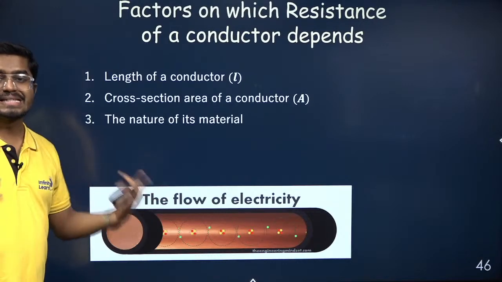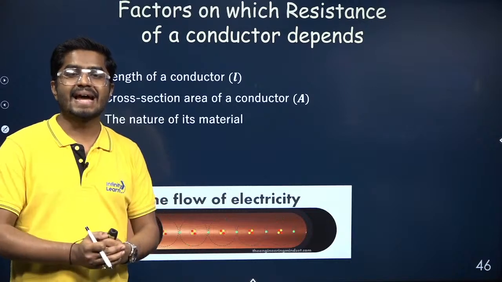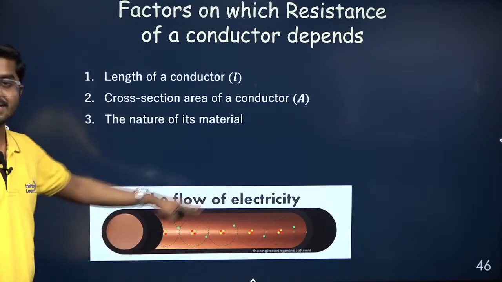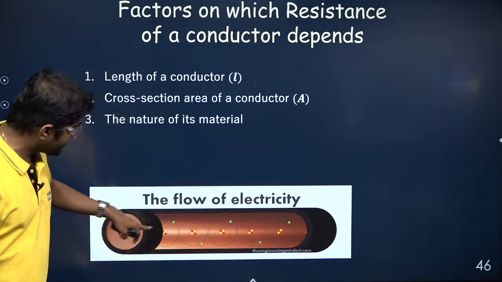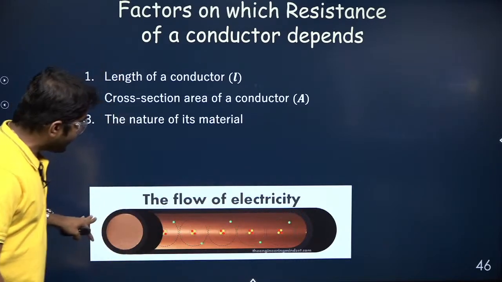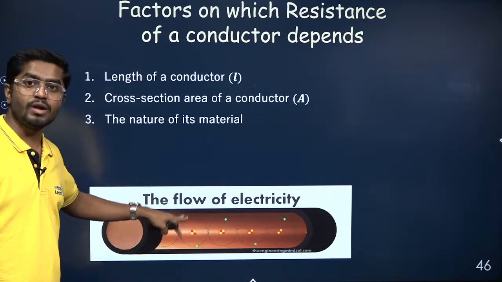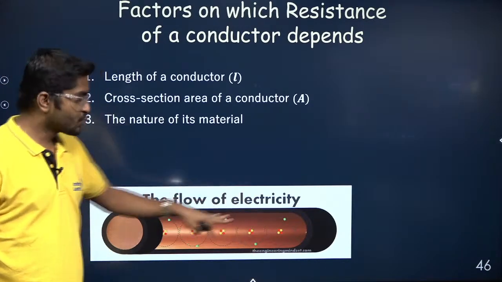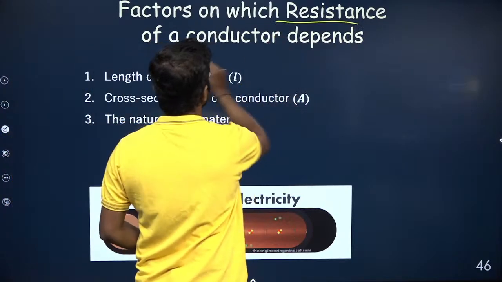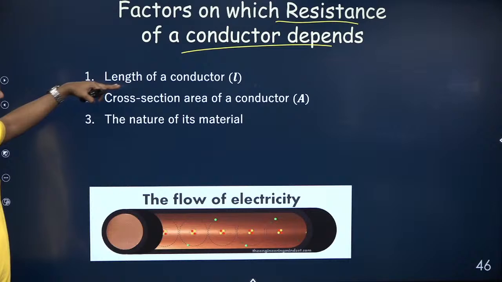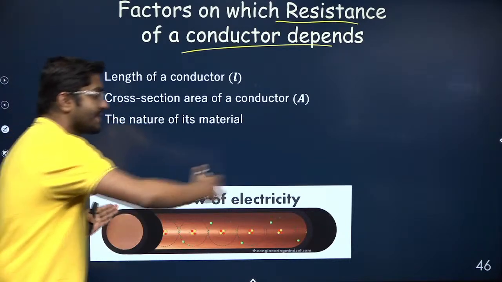So there is a resistance. Till now we were talking about resistance, but what happens inside this resistance? So there are electrons which are flowing, but you see there are atoms as well. So when the electron flows, it collides with the atoms, it collides with the other electrons. So the resistance of the conductor depends on length of the conductor, area of the cross section, and nature of the material.